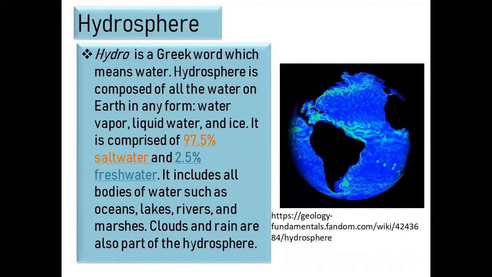Next is the hydrosphere. Hydro is a Greek word which means water. Hydrosphere is composed of all the water on Earth in any form, like water vapor, liquid water, and ice. It is comprised of 97.5% salt water and 2.5% fresh water. It includes all bodies of water such as oceans, lakes, rivers, and marshes. Clouds and rain are also part of the hydrosphere.